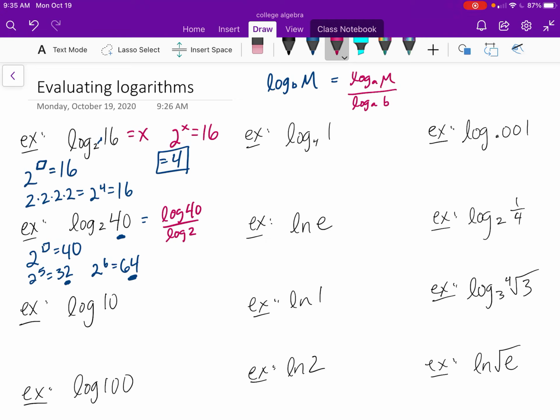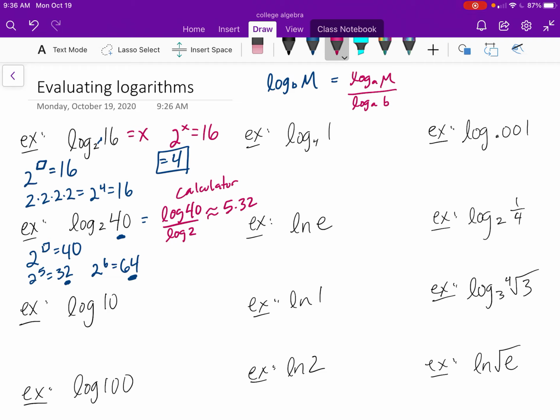Now, I wrote log, but you can do natural log as well. In fact, natural log is almost more common as you would progress through math, through algebra. But this still requires a calculator because 10 to what power equals 40, and 10 to what power equals 2? I have no idea. So we just used a calculator on this. And we get approximately, I'm just going to round it to 5.32. So there's your change of base formula, but you don't want to rely on it. You really do want to know what a logarithm is.